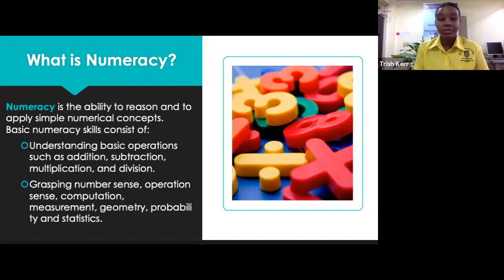Measurement has different areas of measurement. You can measure length, the width of something. You can measure the height of something, the volume, which is how much liquid is in it, so there are different types of measurements, and the students would learn them at different stages of their development. Geometry, probability, and statistics, those are higher order math skills too, that are usually introduced in the higher grades.